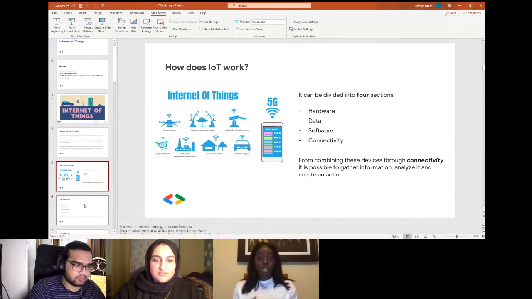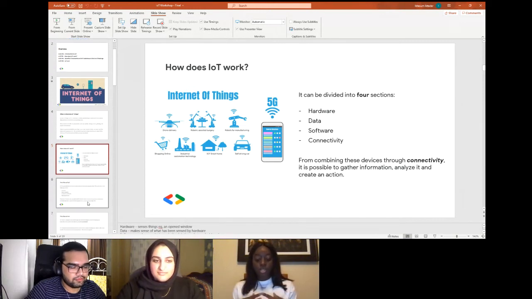And data is what makes sense of what has just happened, or what has been sensed. Software analyzes and interprets the data that has been provided and makes something valuable out of it. And connectivity is used because without connectivity, you wouldn't be able to do anything at all. Connectivity is what makes it possible to gather the information, analyze it, and then eventually create an action out of that.